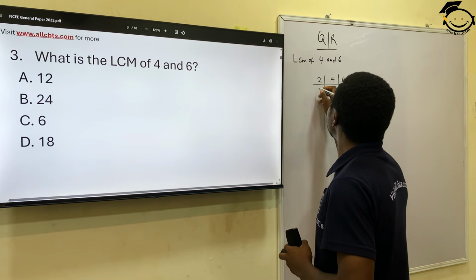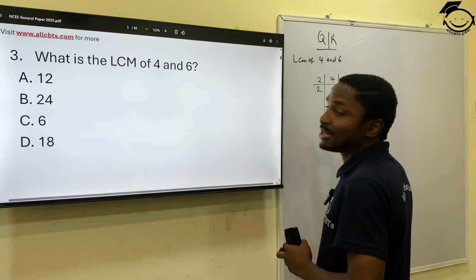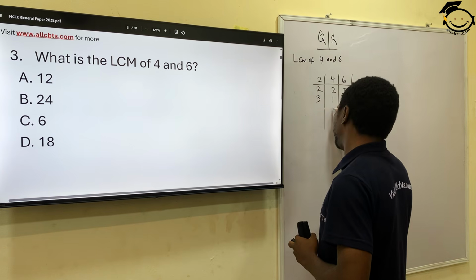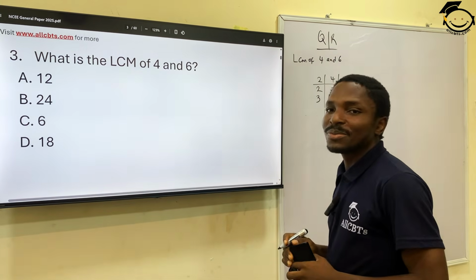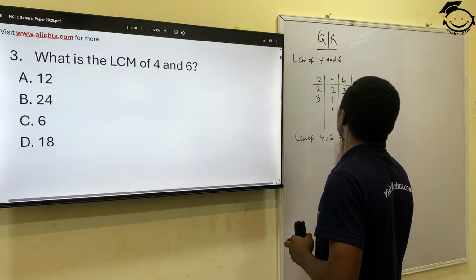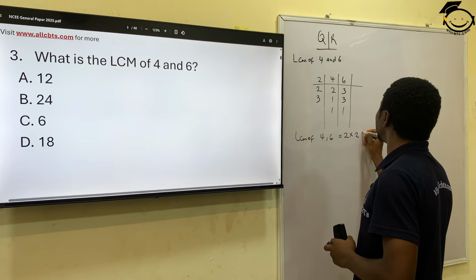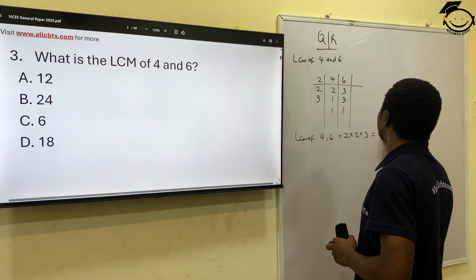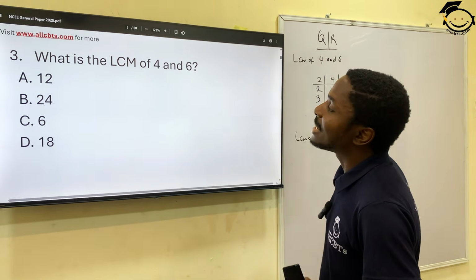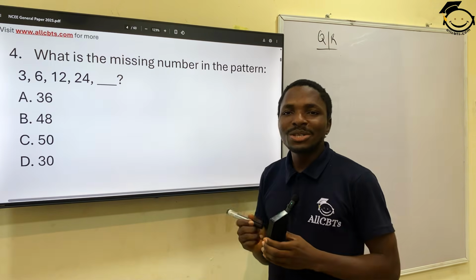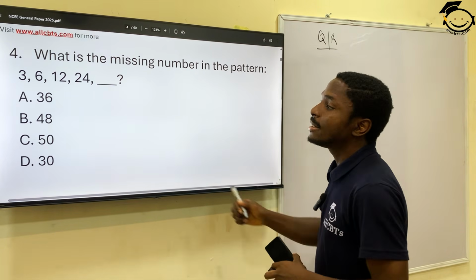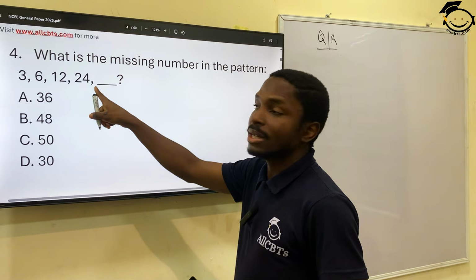2 can still go again. So 2 in 2, 1. 2 cannot divide 3, so you bring 3 down, and then 3 will go. 3 in 3, 1. So the LCM of 4 and 6 equals 2 times 2 times 3, which is 4 times 3, which is 12. So the correct answer is A. Question 4. What is the missing number in the pattern 3, 6, 12, 24, dash?